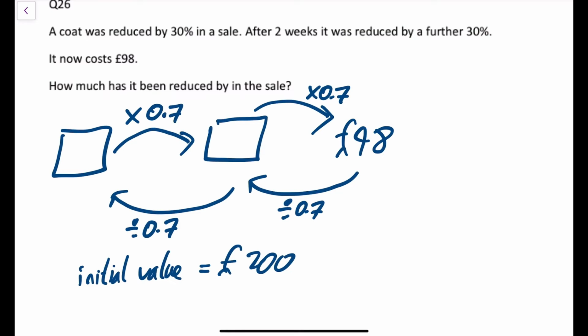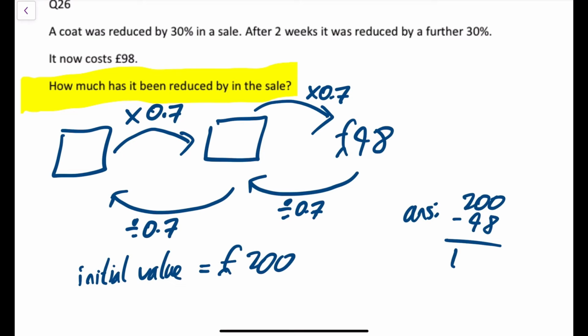Read the question again. It says, how much has it been reduced by in the sale? So we haven't actually answered that. Your answer is your initial value of 200 minus your 98. And if you do that, you will get an answer of £102.